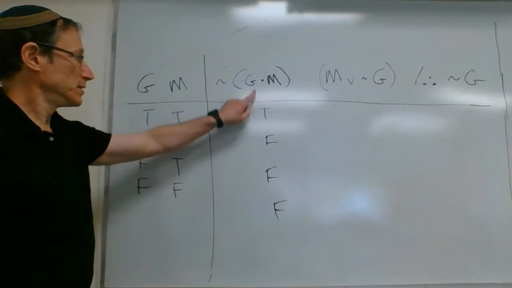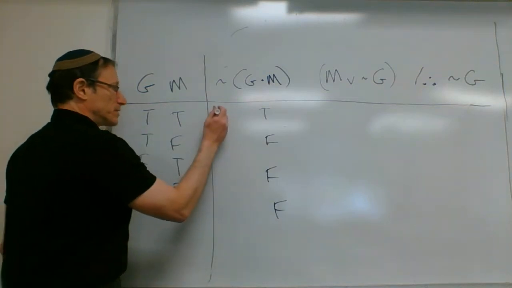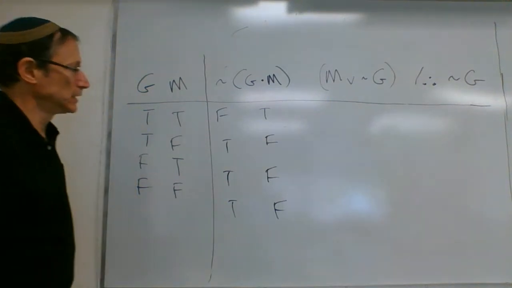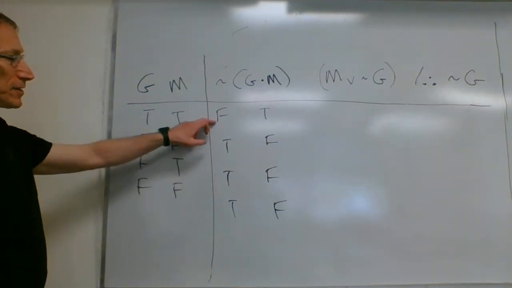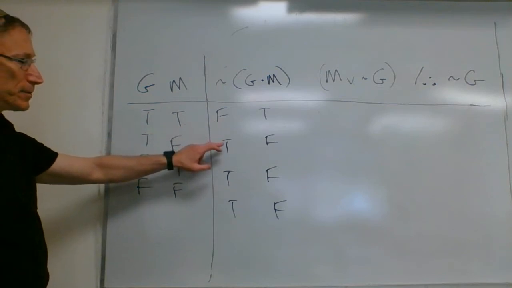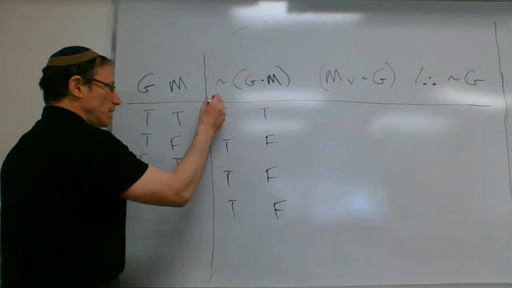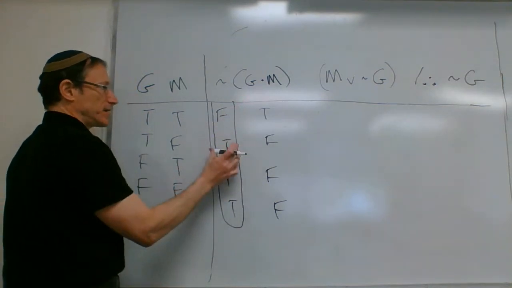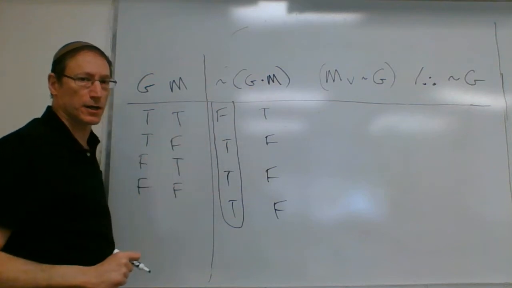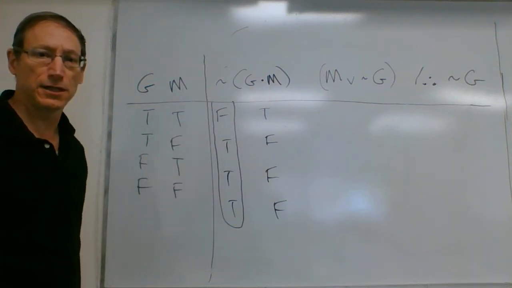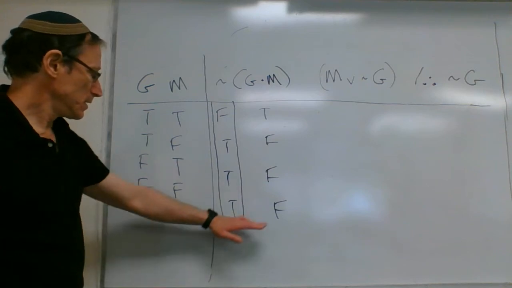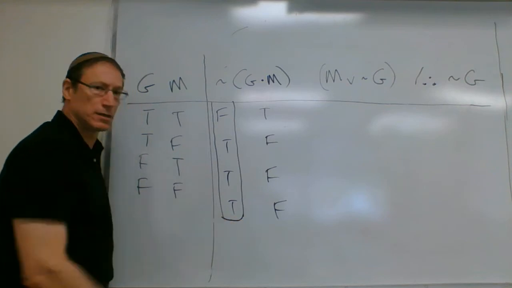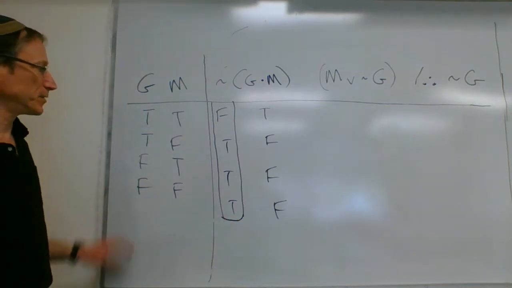So not (G and M) is going to be, on this row, false, true, true, true. It's going to be false on the top row, and it's going to be true on every other row. Now if I want, I can make a little circle around here indicating that this is the value of this formula, F, T, T, T. Okay? Already I'm getting my lines misaligned, I see, but I'm going to do the best I can.